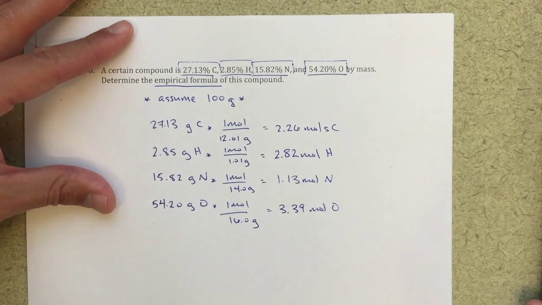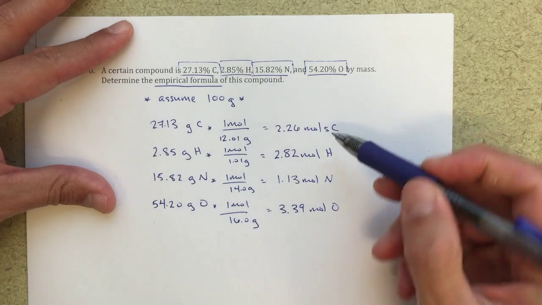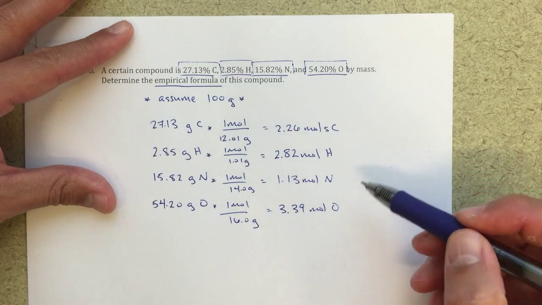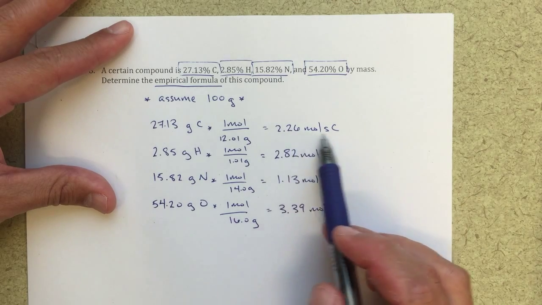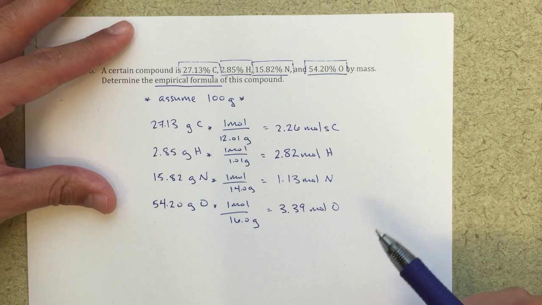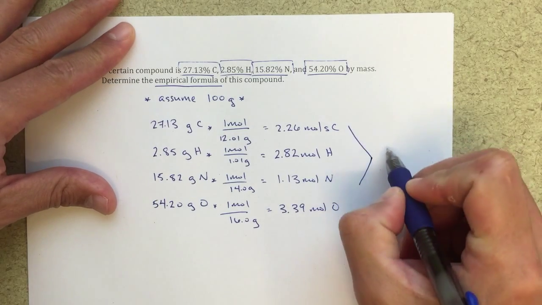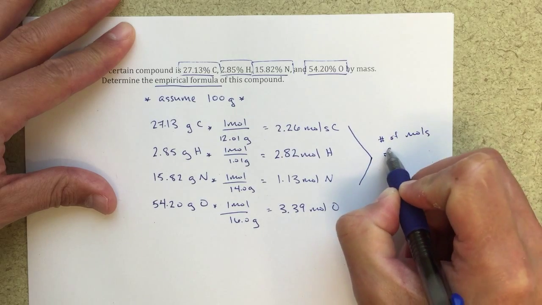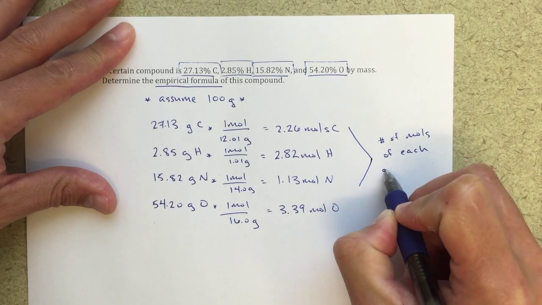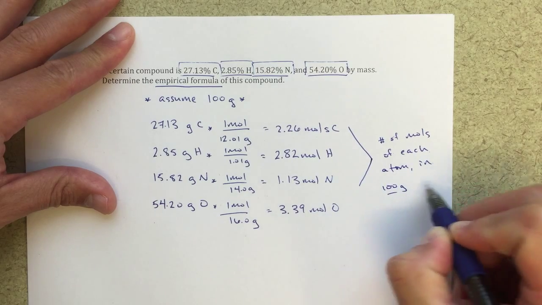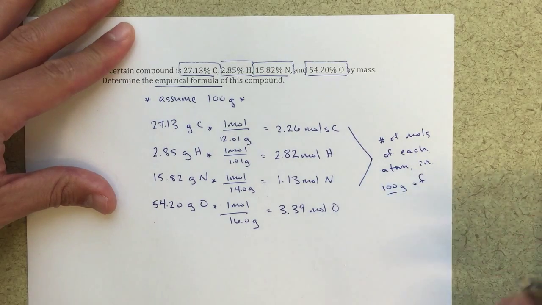Okay, so now these are going to be my mole-to-mole ratios of carbon to hydrogen to nitrogen to oxygen. So for every 2.26 moles of carbon I have, I've got 2.82 moles of hydrogen. And all of this is the number of moles of each atom in 100 grams of my material.